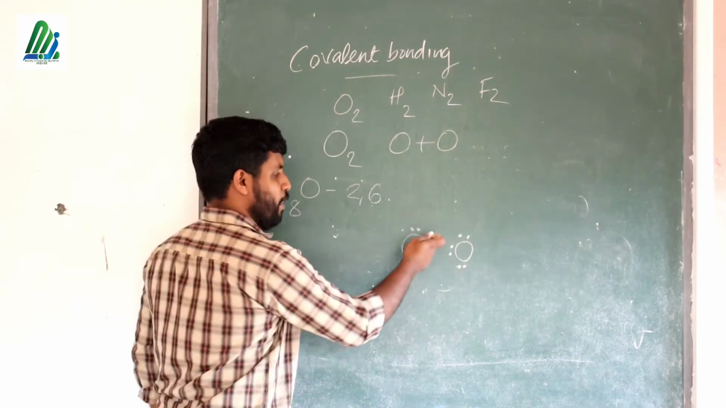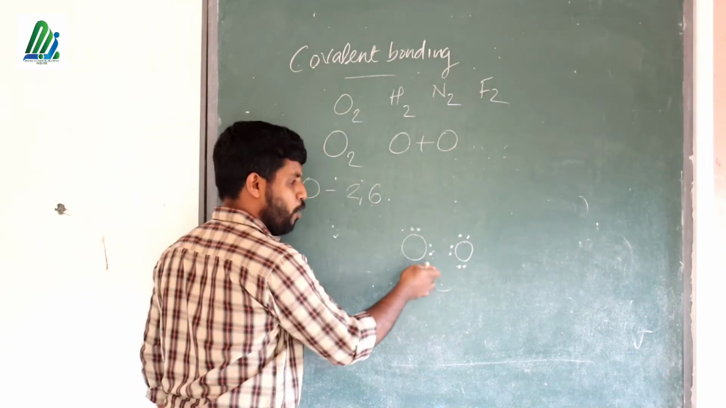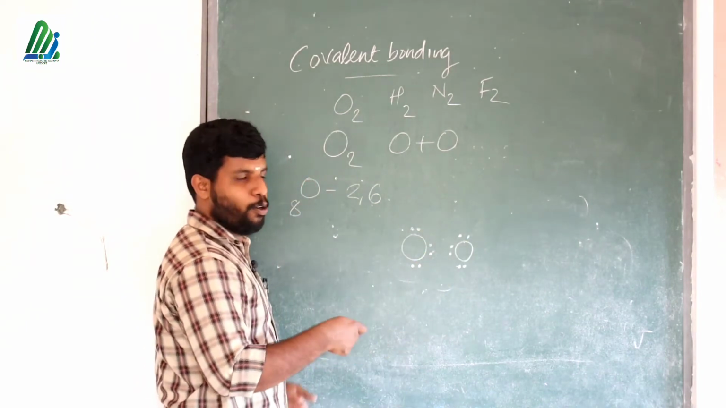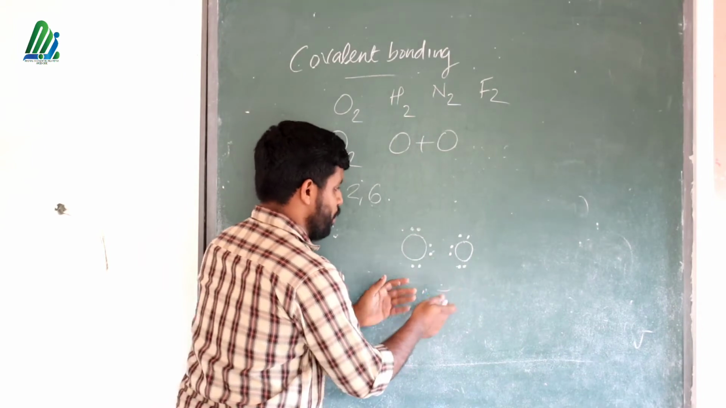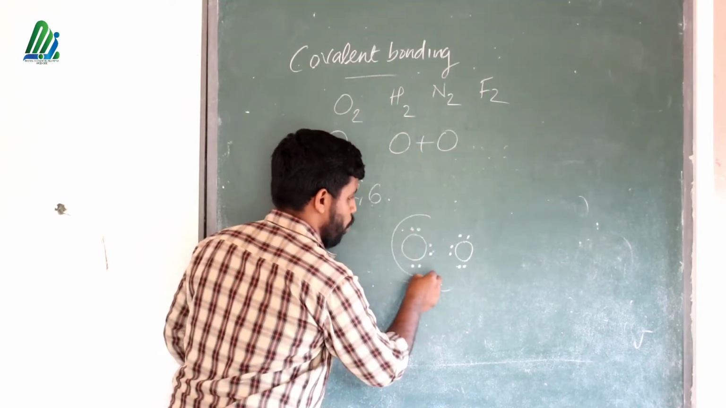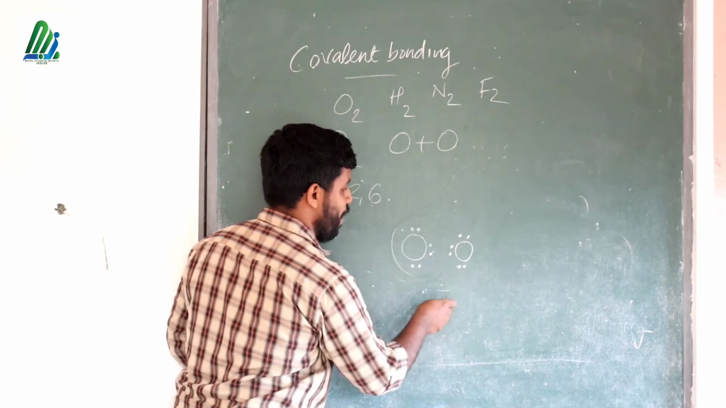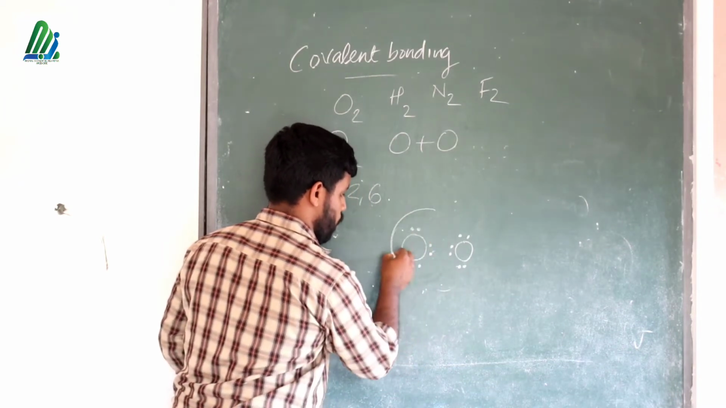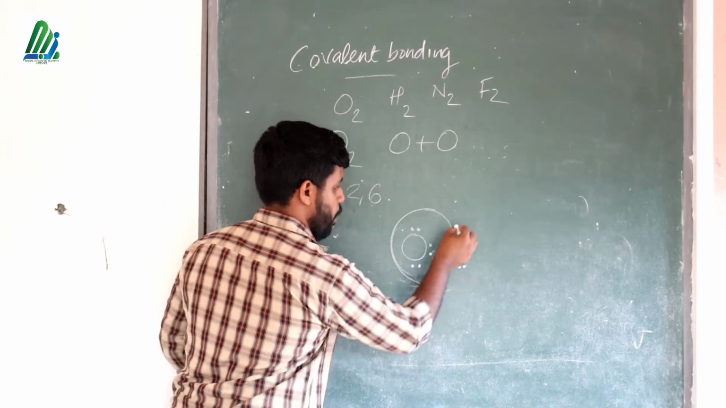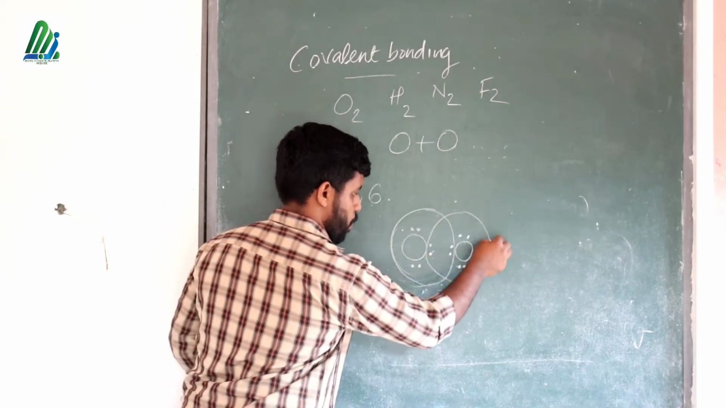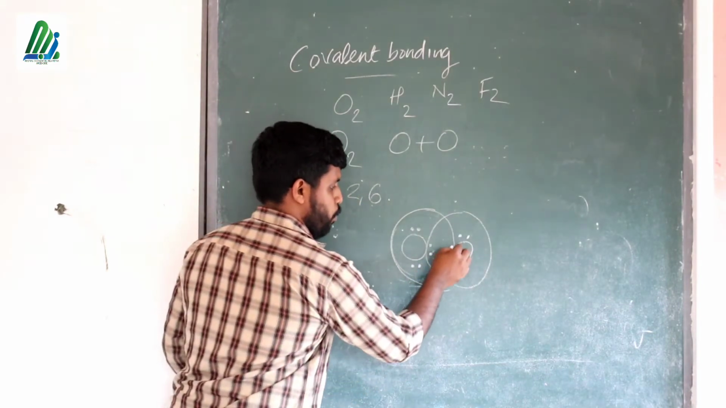If they are combining, this oxygen atom needs 2 more electrons and this oxygen also needs 2 more electrons. So what will they do? They will come closer and share one pair of electrons. Then again, they will come closer and share one pair of electrons. So, 1, 2 electrons, 2 electrons.